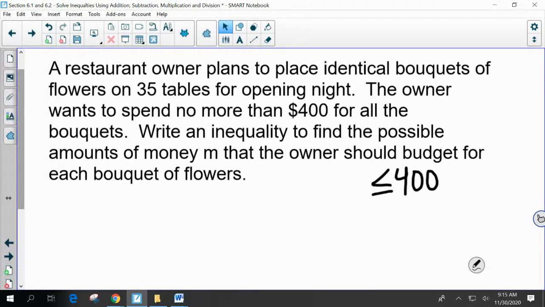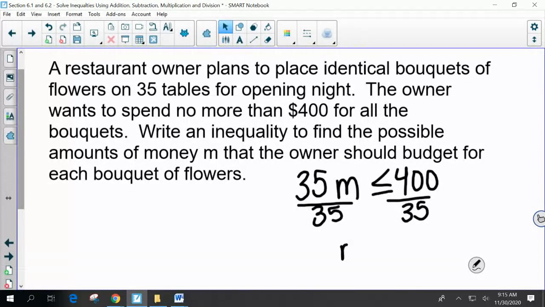And then I have 35 tables, so I need to put 35 with my variable. So 35m, or whatever it is. Then solve for m, so divide both sides by 35. So m has to be less than or equal to... anybody have that magical calculator in front of them? What'd you get? 11.42. Okay, so now this is money.